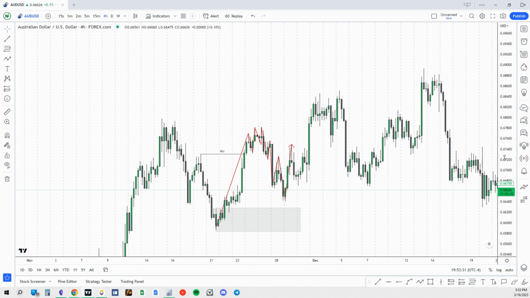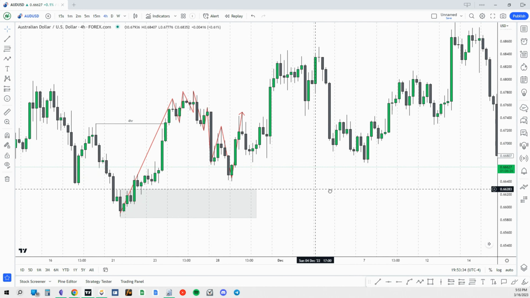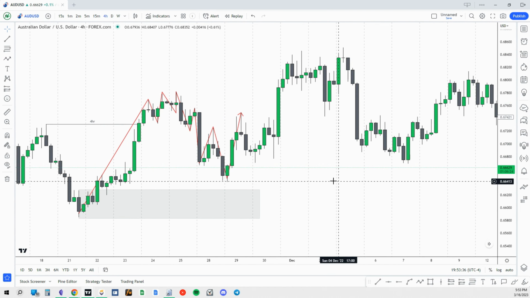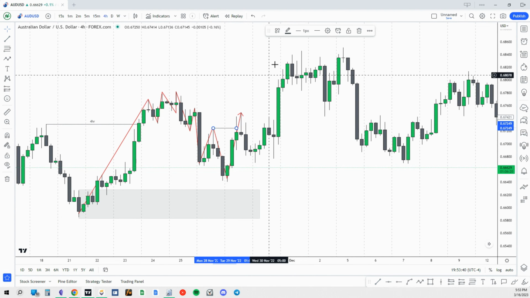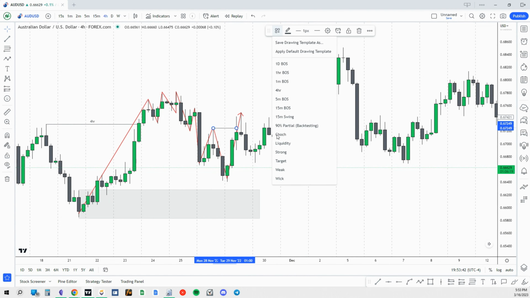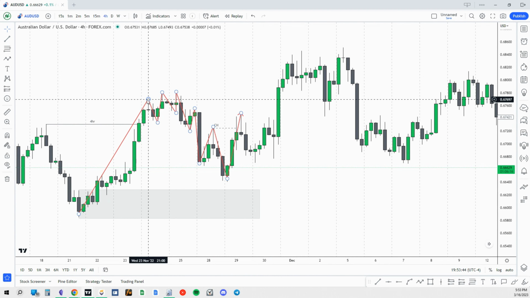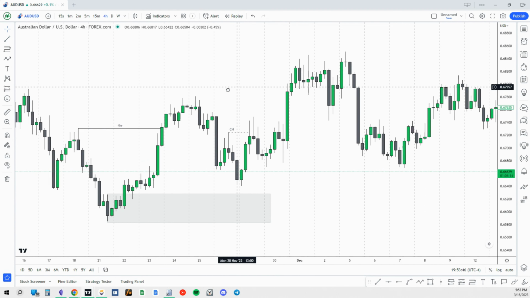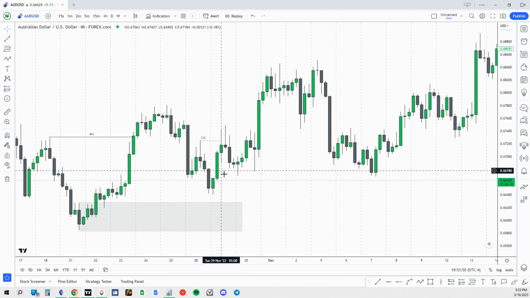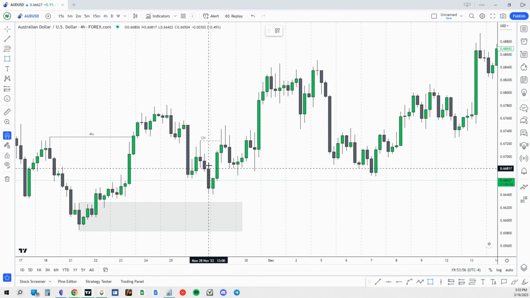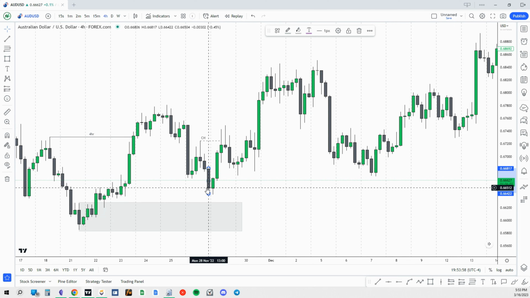Let me actually just zoom in really quick. So right at this point here, we do have a change of character. I'm just going to delete this to keep the charts nice and clean. And so we have a change of character, which is the earliest sign that the trend could potentially be reversing. And at that point, price actually does pull back into the demand zone that's created here.